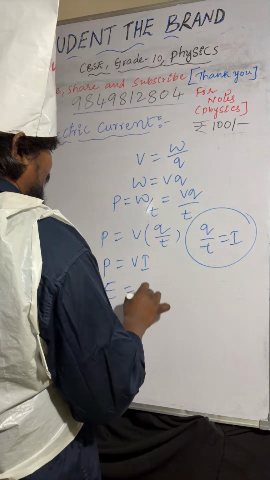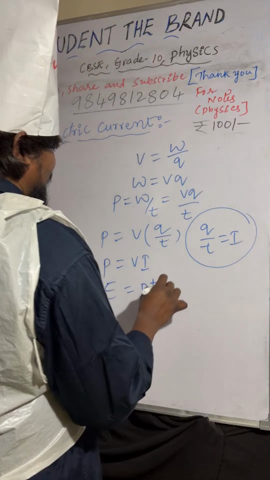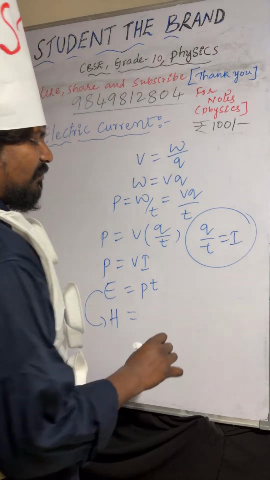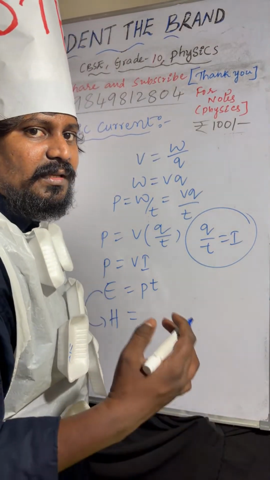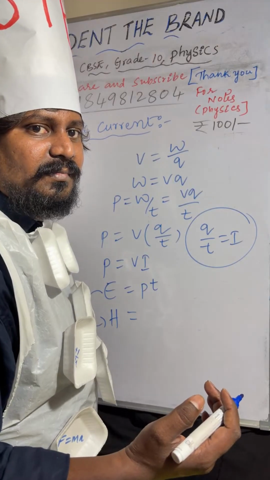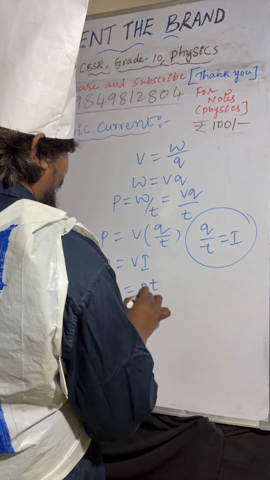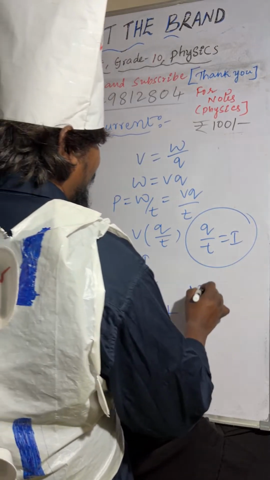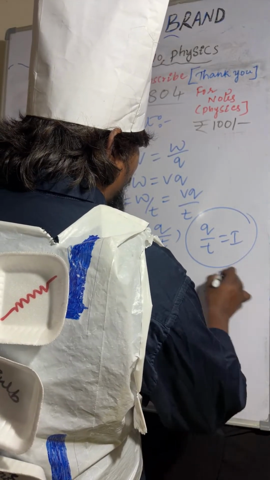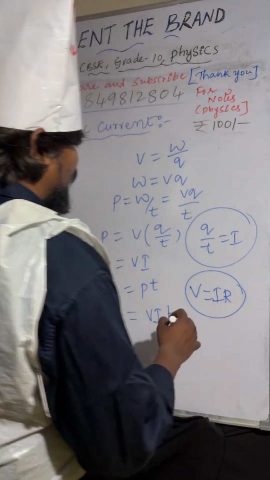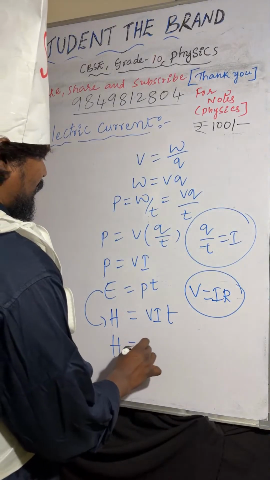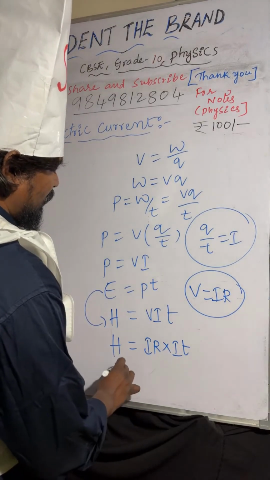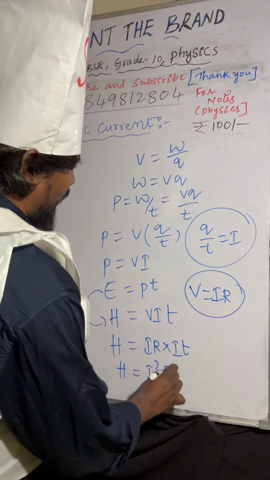So whatever the energy is given to the conductor, that will become heat. Okay, so now you can see P equal to VI, so H equal to VI into T. What is V? V equal to IR. H equal to IR into I into T. H equal to I square RT.